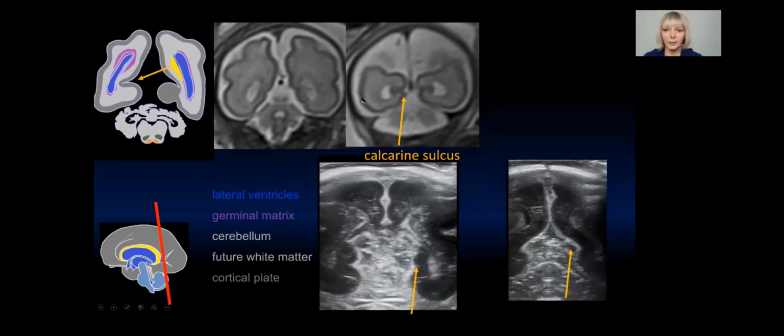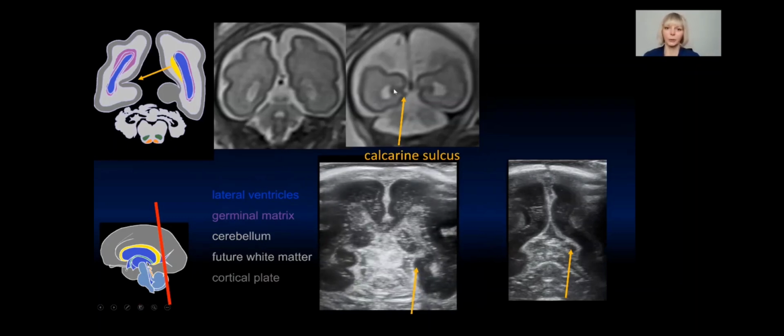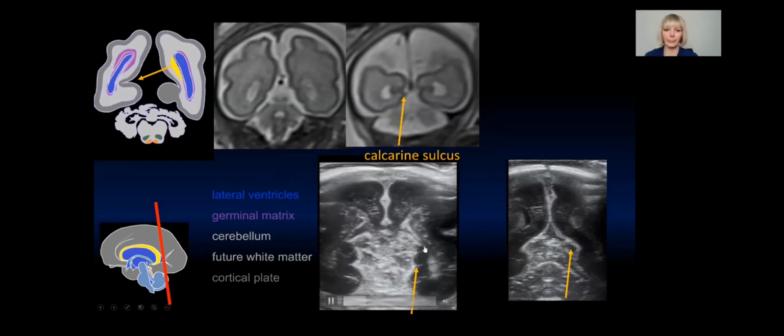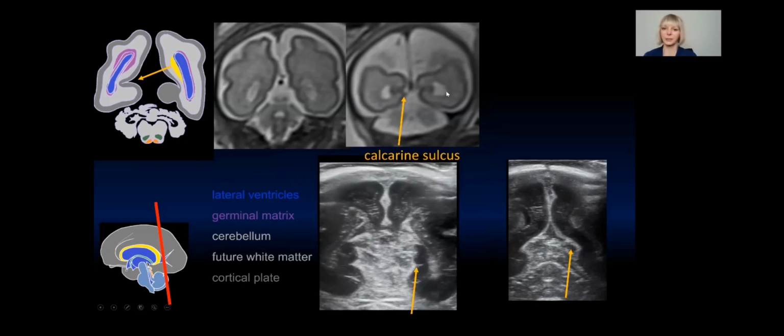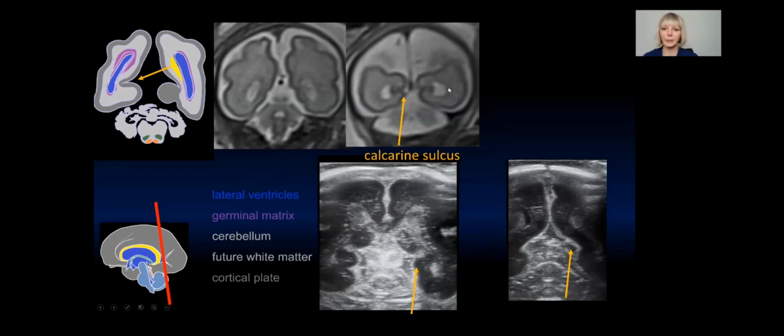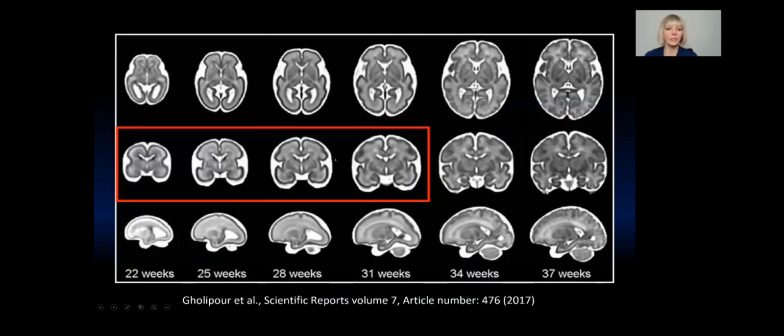At the level of the occipital horns, we have the calcarine sulci seen bilaterally. And the occipital horns, this is known as the owl's eye view, in which you have no choroid plexus at all. Again, in the coronal plane, I find it easiest to assess the sylvian fissures to look at brain development.